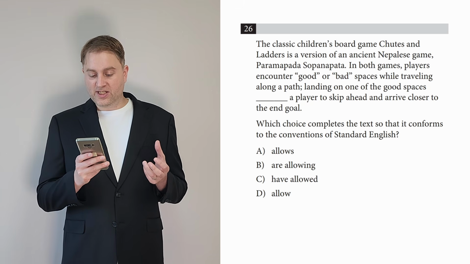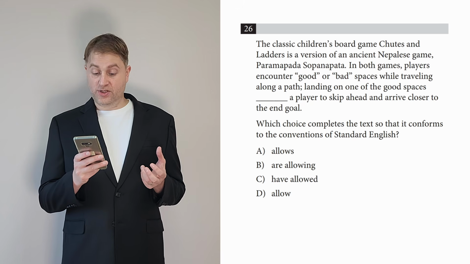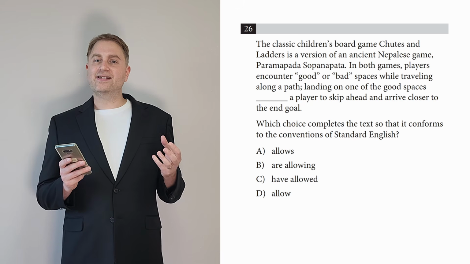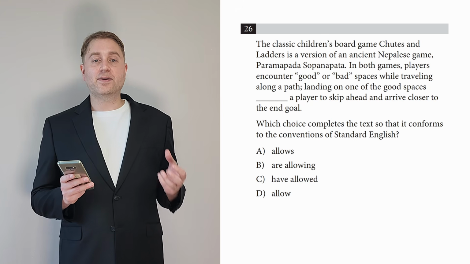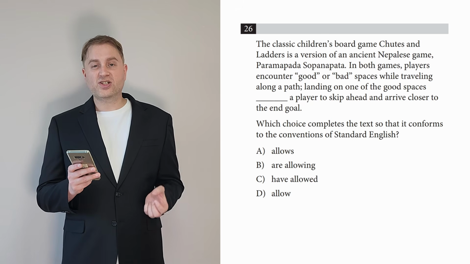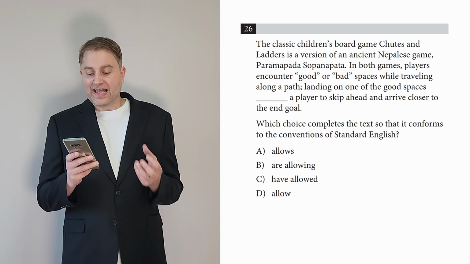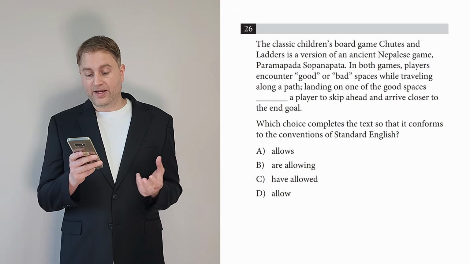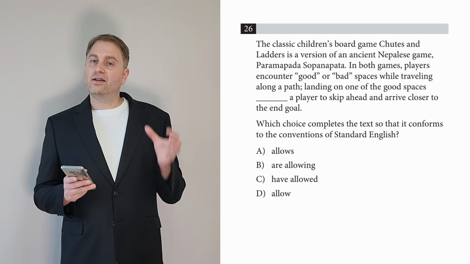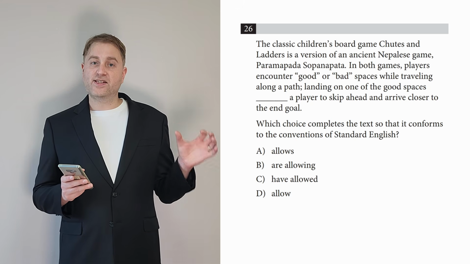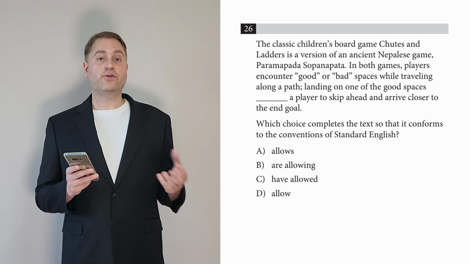Landing on one of the good spaces, blank a player to skip ahead and arrive closer to the end goal. Now, the blank is asking us to insert a verb, and the first thing that we need to do is to find the subject of the verb. Although the word spaces appears right before the blank, that's not actually the subject. It isn't the spaces that allow a player to skip ahead, it's landing on one of the good spaces. And landing on one of the good spaces is a phrase. It's singular, which means we're going to need to have a singular verb.